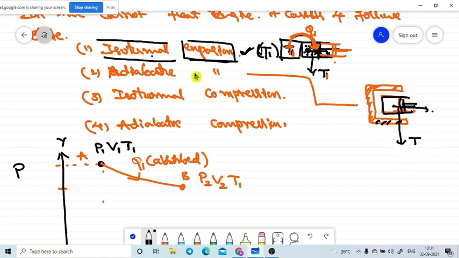So this is the expansion. The gas is doing work on the piston. While it is pushing the piston, it will use its internal energy to push the piston. So while it is doing work on the piston, definitely the temperature will drop down. It will move to another temperature. Let's take the temperature as T2.